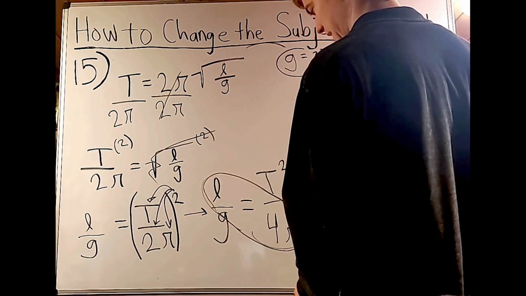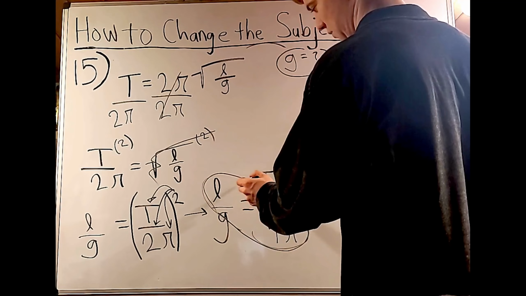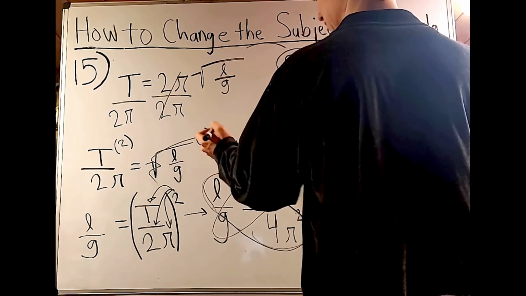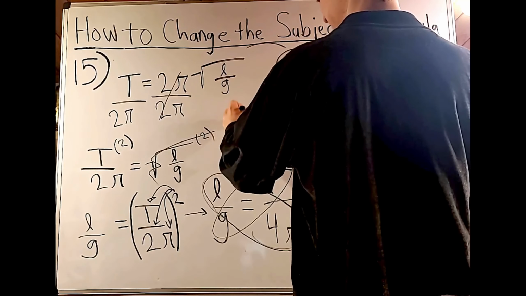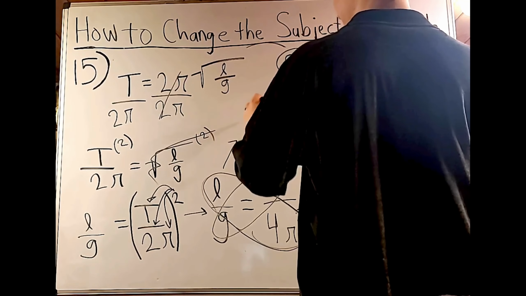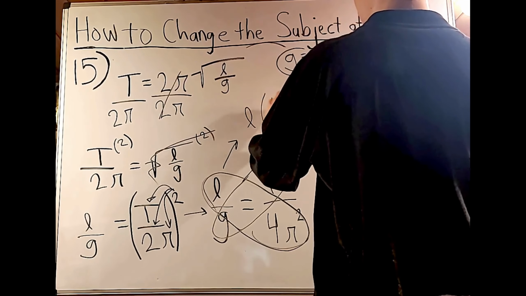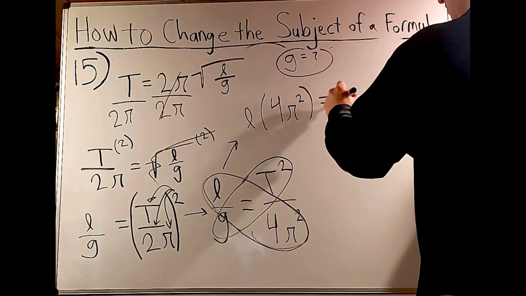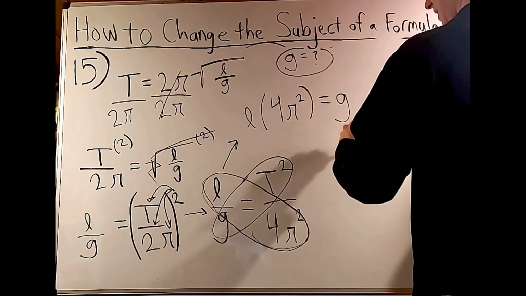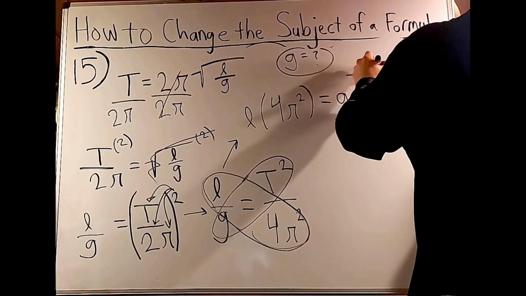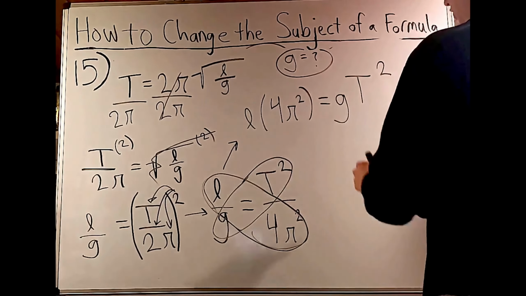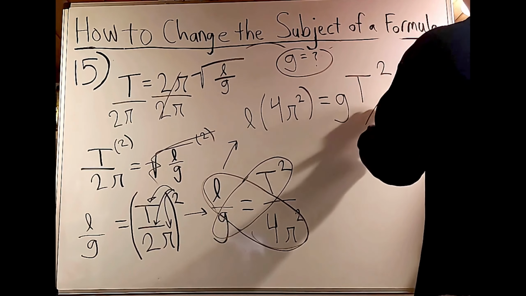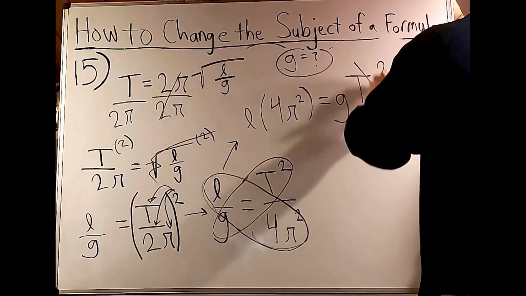Okay, so we're going to do the L times the 4 pi squared and the G times the T squared. I'll just write that up here. That's going to equal L times 4 pi squared. That is going to be equal to G times T squared. Now we want to isolate G, so we could simply divide by T squared to get rid of T squared here on the right side.